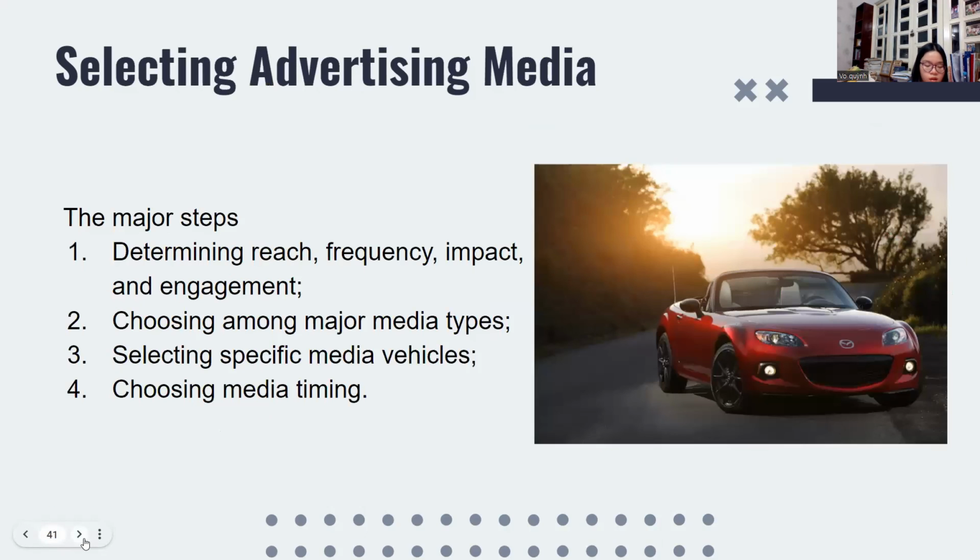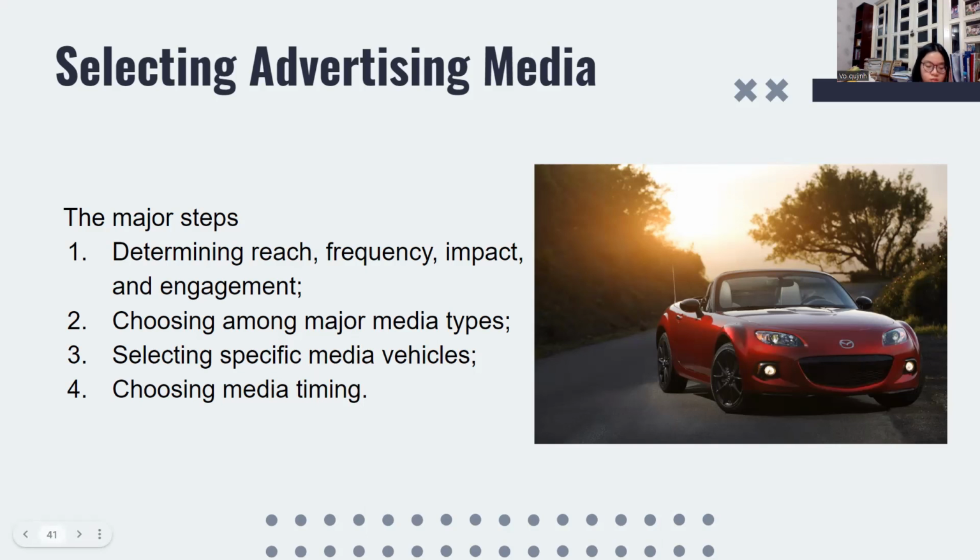And about selecting advertising media, the advertising media are the vehicles through which advertising messages are delivered to their intended audience. There are four major steps. One is determining reach, frequency, impact, and engagement. There are some examples. Engaging the right consumers with the right media worked well for Mazda. Using a highly targeted digital campaign, it sold 100 models of its iconic Mazda MX-5 Miata car in only 10 minutes on their 25th anniversary.